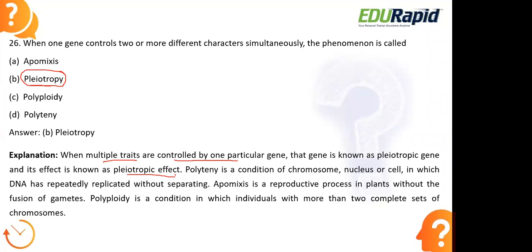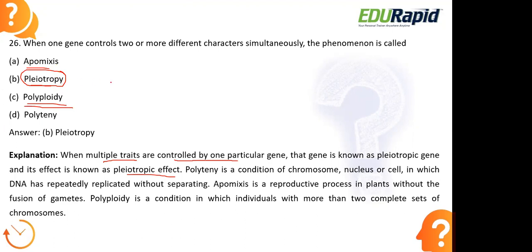Okay, but when we are looking at the rest of it, polyploidy. Polyploidy is a condition where individuals with more than 2 complete sets of chromosomes are present. Such organisms we call polyploid. Here in pleiotropy, one single gene controls the multiple traits of organisms.